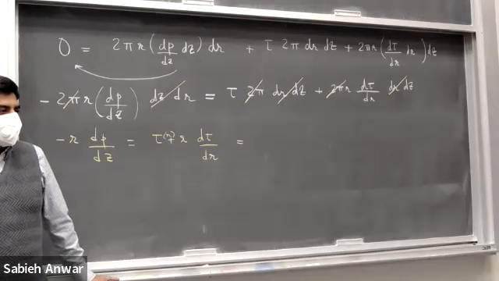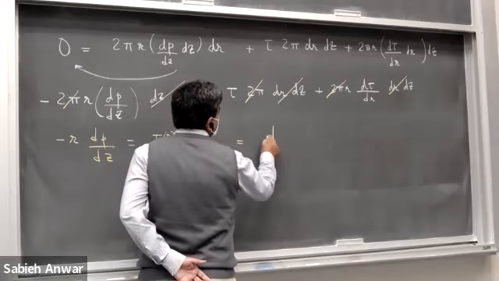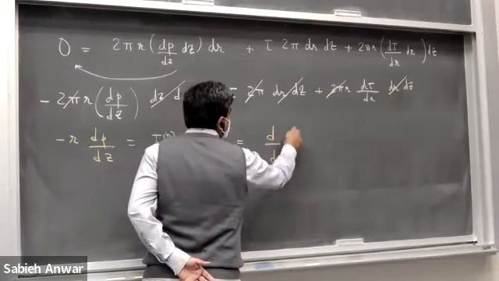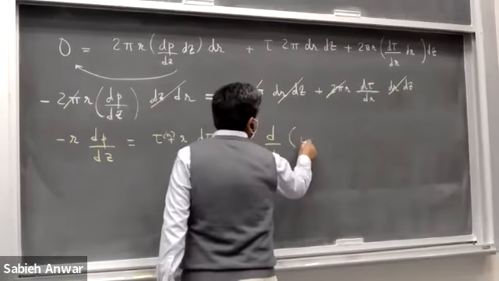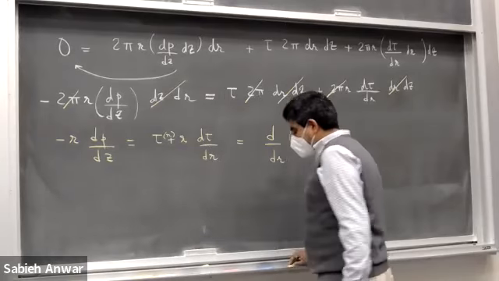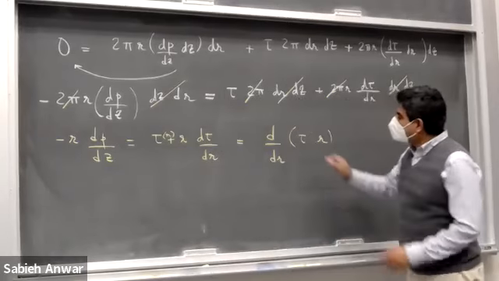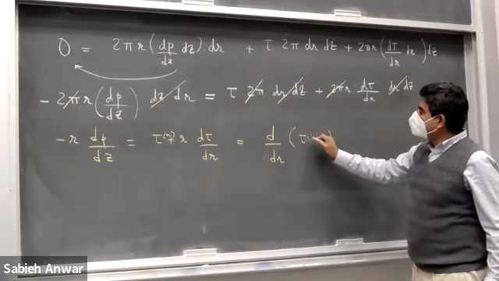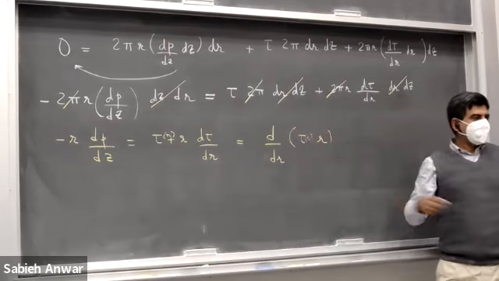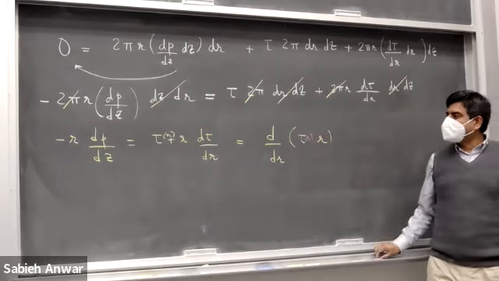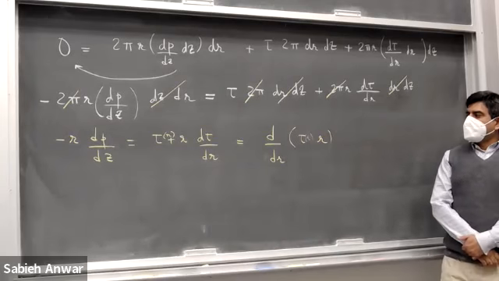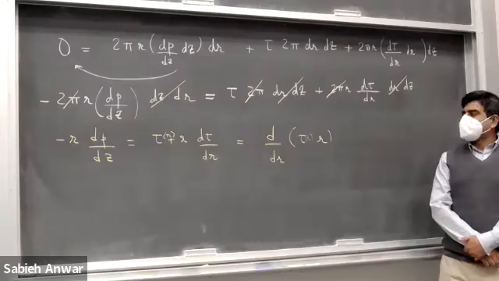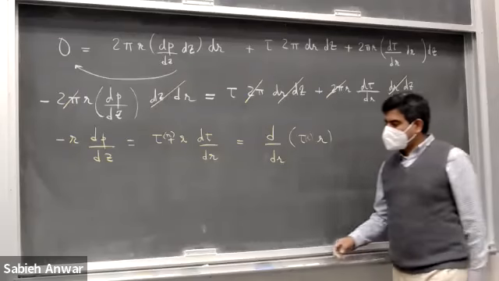Can I write this as the spatial derivative of tau r? By the way, remember that tau is a function of r. So you can tuck in a small argument in tau as well. So this is a single derivative. All right.